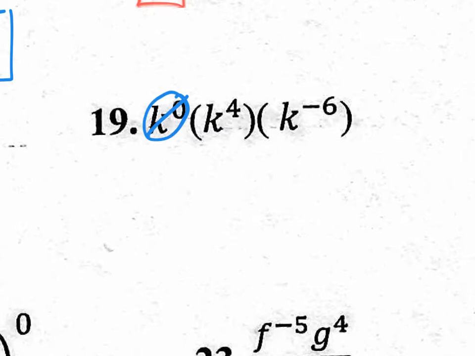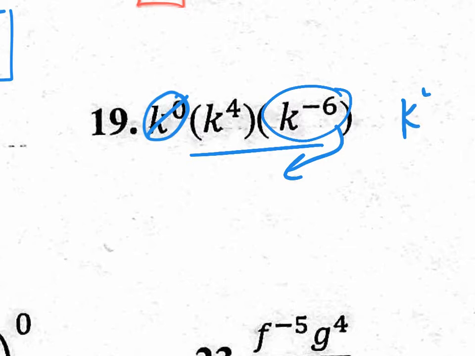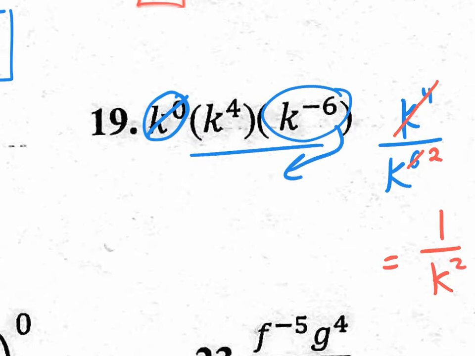Check this out. I could actually take this k to the negative 6 and move it down to the bottom of this fraction, and I will have a k to the 4th that's up on top over k to the 6th that's on the bottom, and then I could apply rule 7, which means I cancel out these 4 k's with 4 of these, and I'll have 2 left over. So my final answer is really 1 over k squared. Does that make sense?